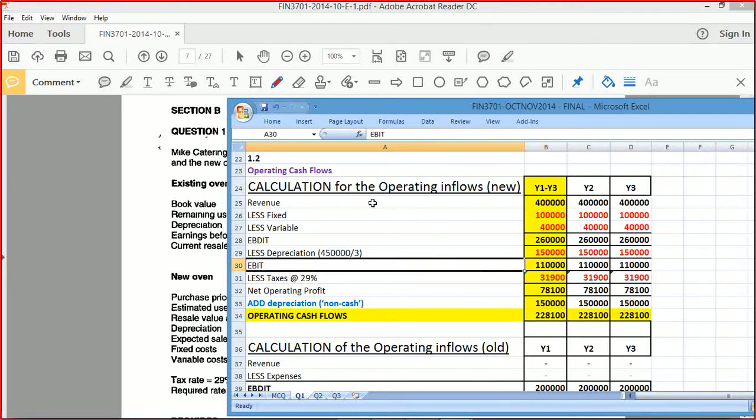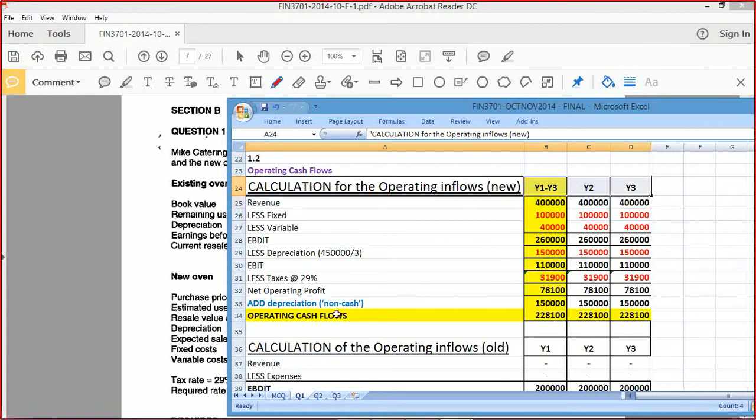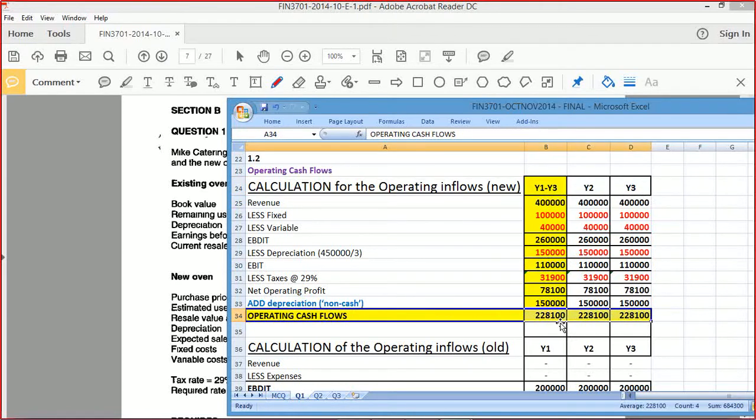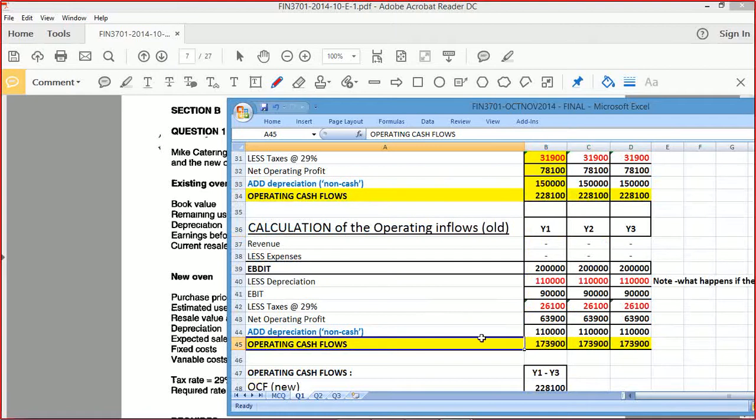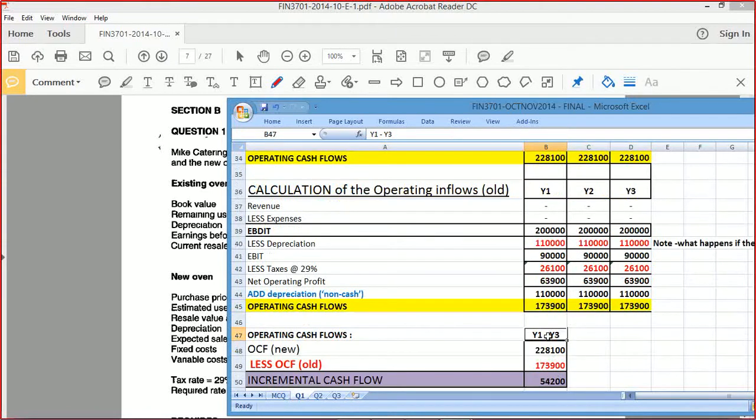Yeah. So incremental is obviously the new, which is the 228,100, minus the old, and then we get the Y1 to Y3 cash flows. So incremental every year, 54,200. Good. Cool, 100%. I'm happy with that.